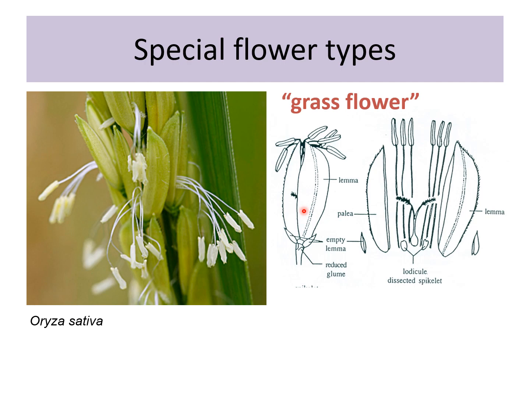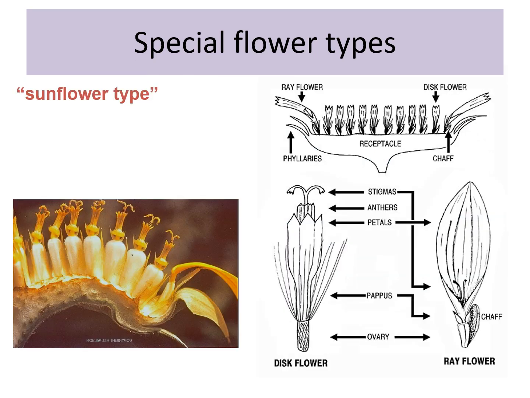Lemma and palea are the two bract-like structures that partially or fully enclose the inner part. So the female and the male structures are covered by lemma and palea. This is how special they are. And the last one is the sunflower.